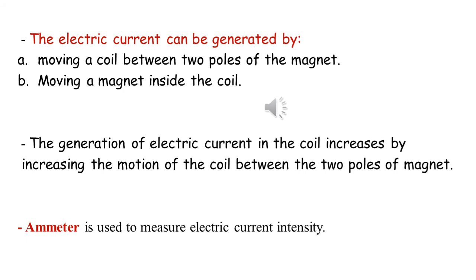In the dynamo, the electric current can be generated by two methods. The first one, by moving a coil between the two poles of the magnet, or by moving a magnet inside the coil. The generation of the electric current in the coil increases by increasing the motion of the coil between the two poles of the magnet. How can we measure the electric current intensity? By using a meter.